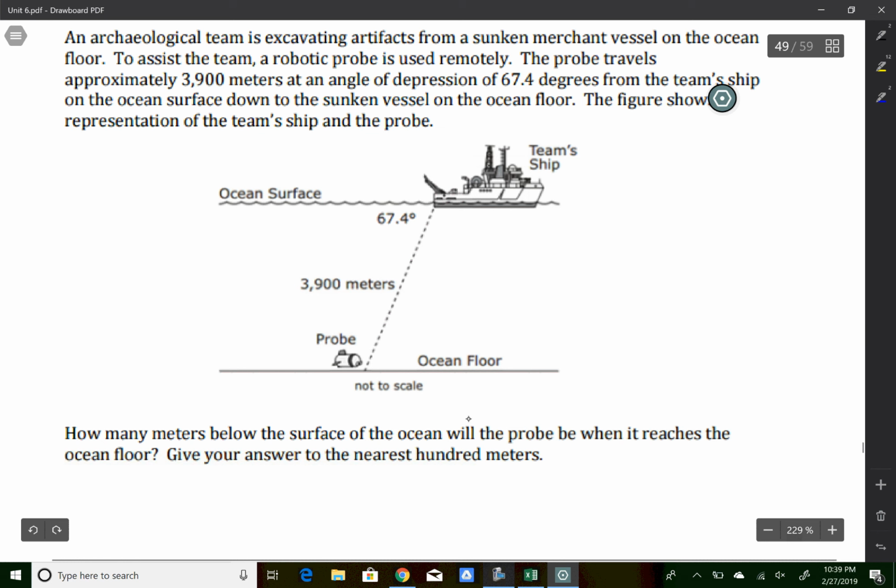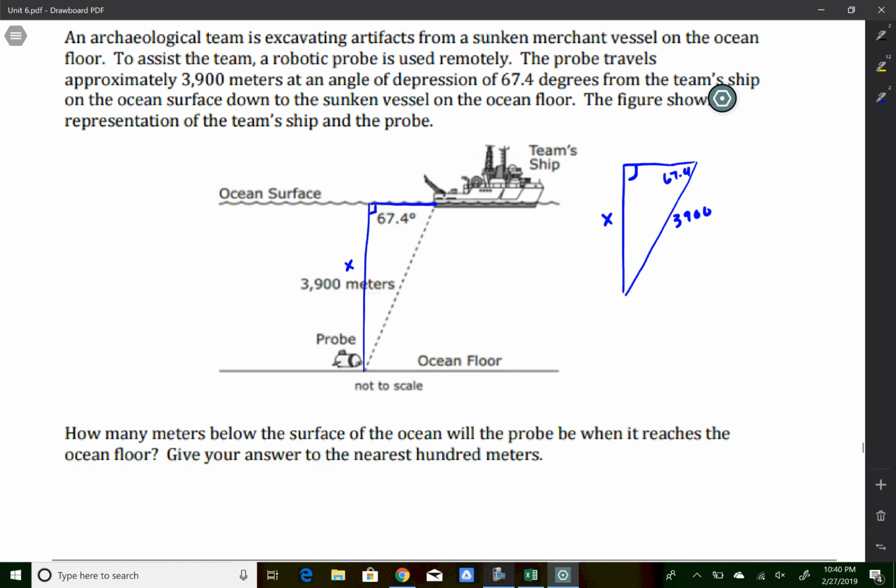So the probe's on the ocean floor. I want to know the vertical distance. So I'm going to put in a vertical line here, make a right angle, and we want to know that vertical distance. If I wanted to redraw this triangle so it looks like the ones we did in class without being a word problem, I have an angle of 67.4, a side of 3,900, and a side of x. That's all I'm asking you to do here. It's regular SOHCAHTOA. This is the opposite side. This is the hypotenuse. So it's just a sine ratio.